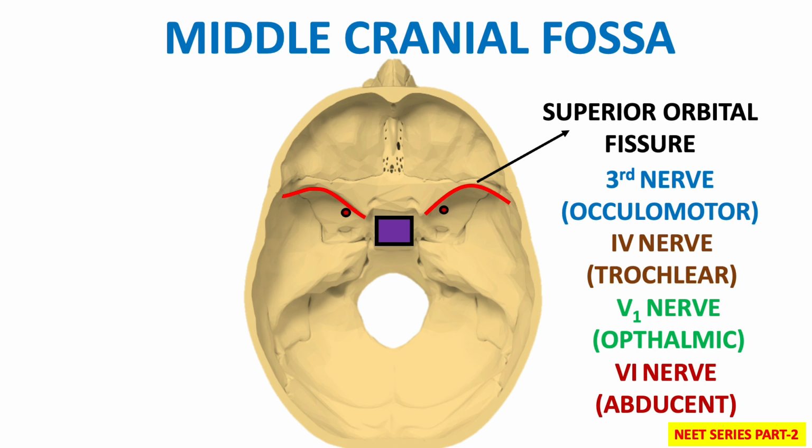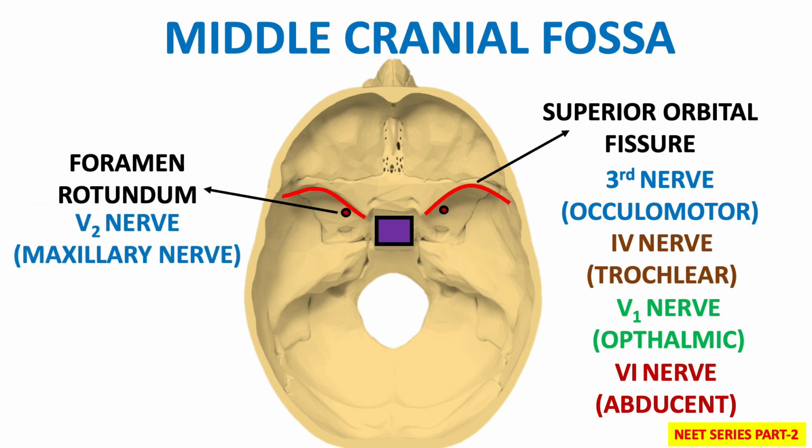Next we have the foramen rotundum, which is just below the superior orbital fissure. We have a foramen called foramen rotundum, or round foramen. The second branch of the trigeminal nerve, that is the maxillary nerve, passes through the foramen rotundum.